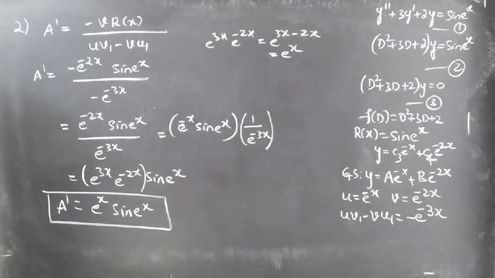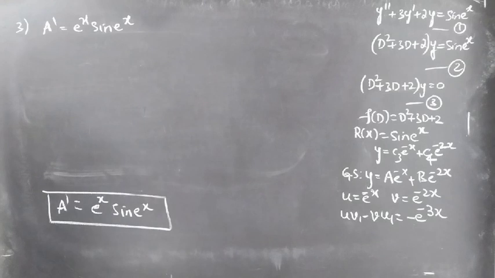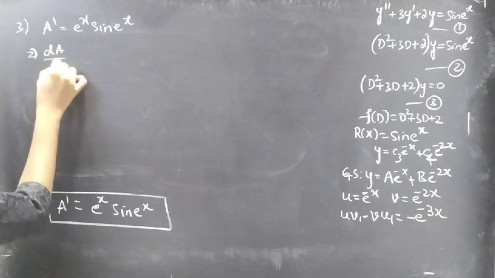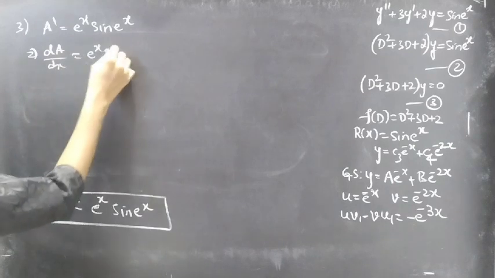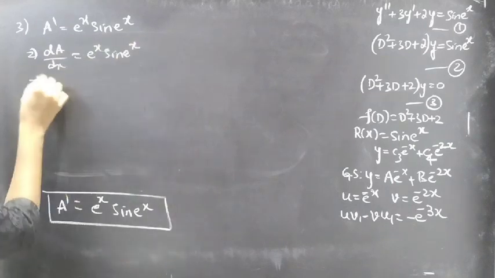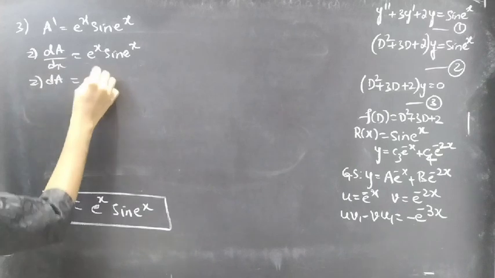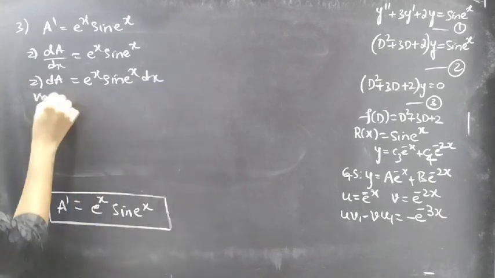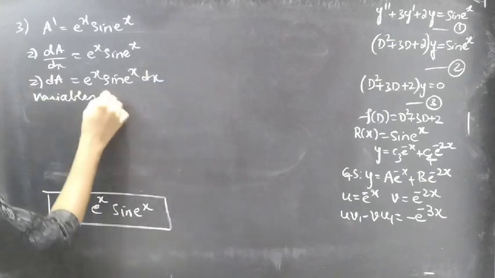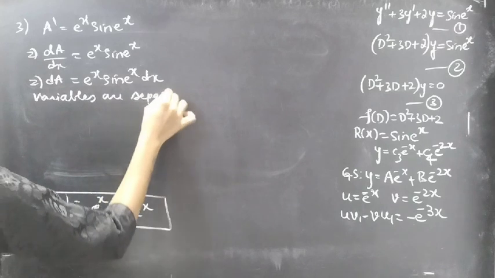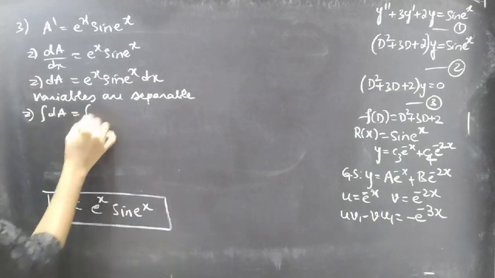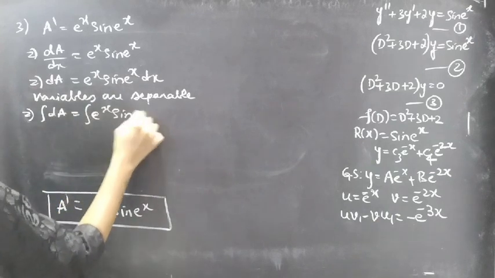Let's now find a using a dash. We have a dash equals e power x sine e power x, right? A dash is nothing but the derivative of a with respect to x, equal to e power x sine e power x. Let's now separate the variables by taking the differential dx to the RHS. Then we'll get dA equals e power x sine e power x dx. Here the variables are separable. We can perform integration. Integral dA equals integral e power x sine e power x dx.